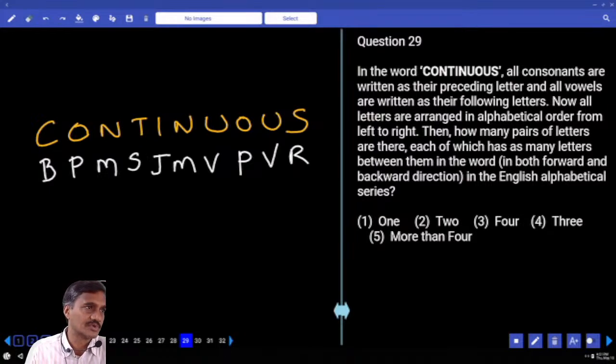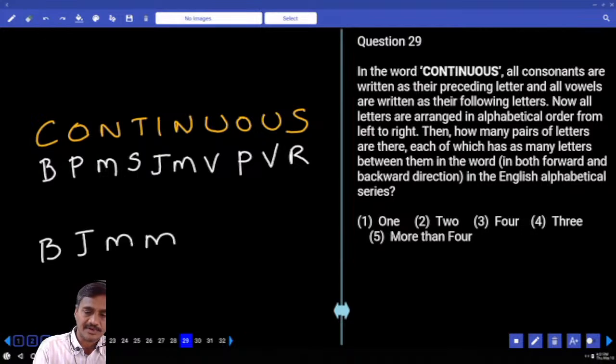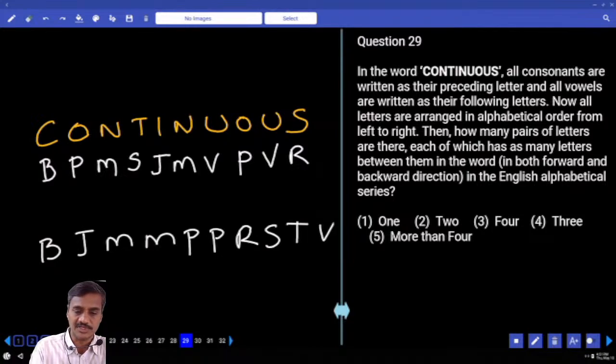Now these are the letters we have. Then all the letters should be arranged in alphabetical order. Then what is the first letter we have? B. And how many B's are there? There is only one B. Next one J. Next M, M. Next one P, P. R, S, T, V. How many are there?